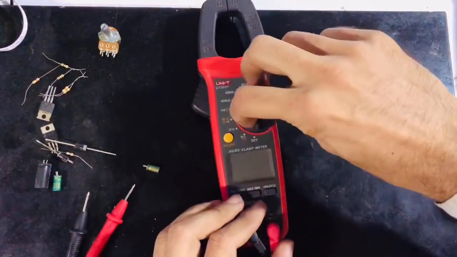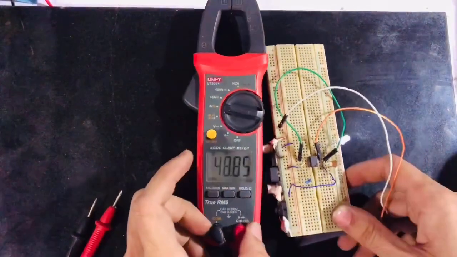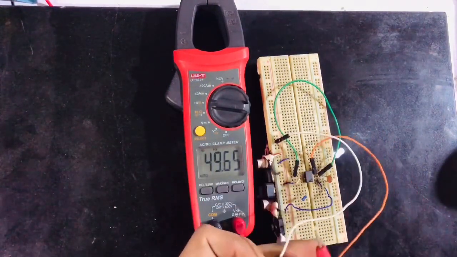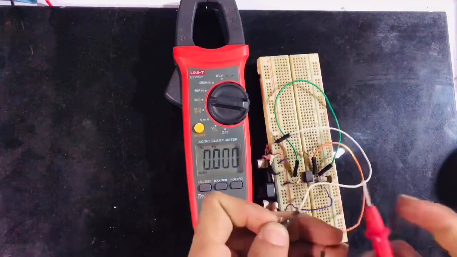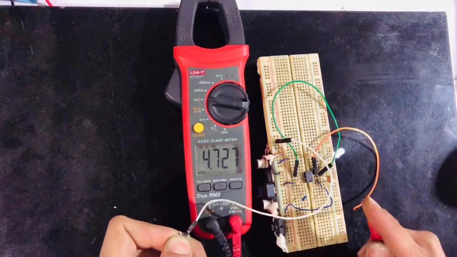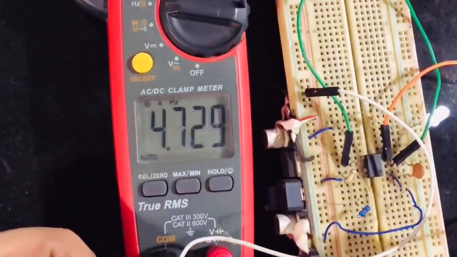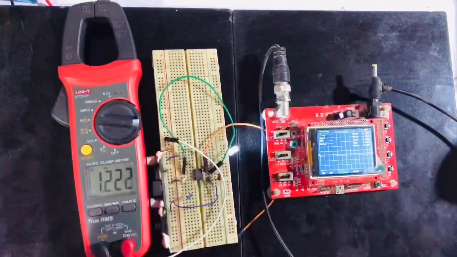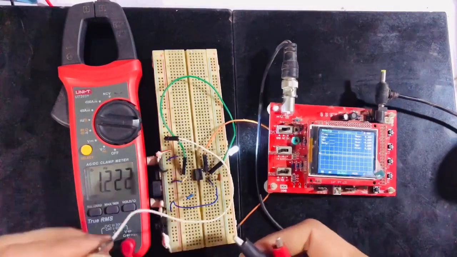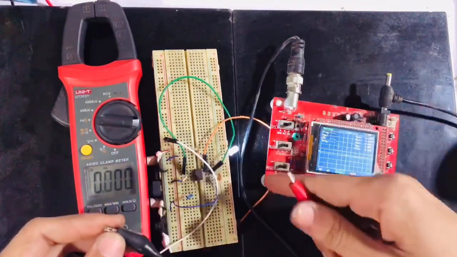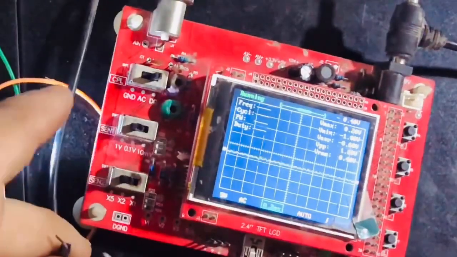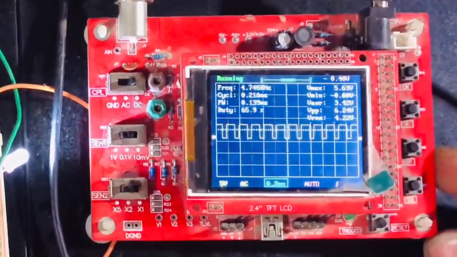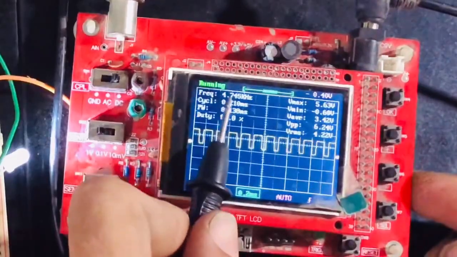So I want to measure the frequency. I made a 555 timer IC frequency generator, and I want to measure the frequency of my circuit. So you can see here the frequency is 4.7 kilohertz, and if I measure that frequency with my oscilloscope, you can see here the frequency is 4.7 something kilohertz. So the result is the same.